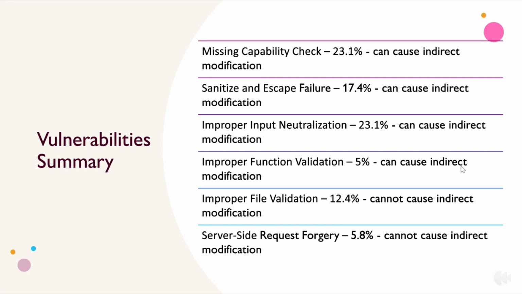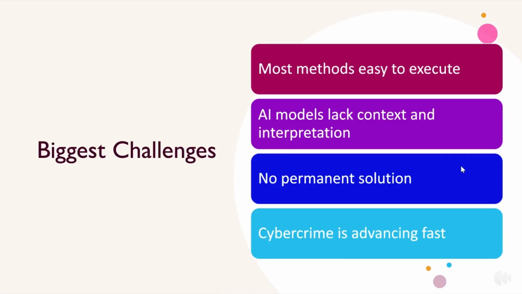And as mentioned before, this mainly causes malicious file uploads, which by themselves cannot cause indirect modification, but that doesn't mean it's impossible. And then finally, we have something called server-side request forgery, which basically involves malicious requests that are sent to a website's servers that usually are meant to sort of slow it down. And this by itself cannot really cause indirect modification because it's not manipulating the AI model.